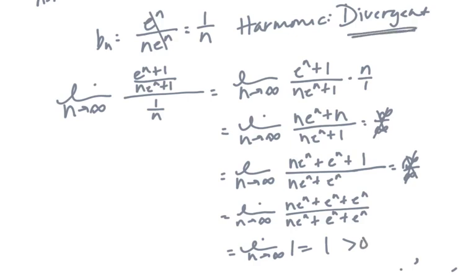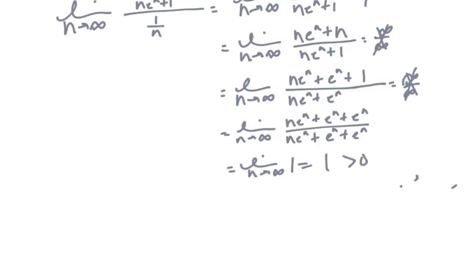So remember up here that our comparison series was divergent. Therefore, the series from n equals 1 to infinity of e to the n plus 1 over n e to the n plus 1 is divergent by the limit comparison test.